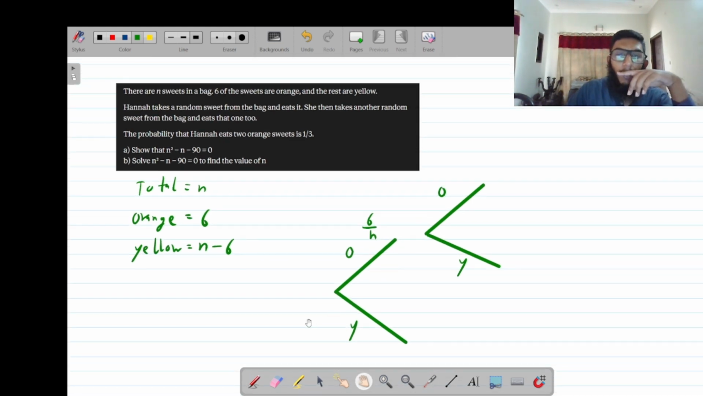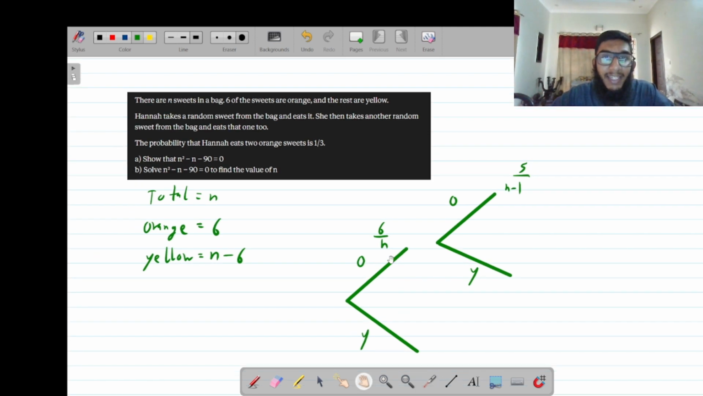And then for 2 orange sweets, we're going to have 6 minus 1, because you already took 1 orange sweet, that's 5, divided by 1 minus from the total. That's going to be n minus 1. Okay? Because we already took 1 sweet, that means now we have 1 less orange sweet, that's going to be 5. And because we have 1 less orange sweet, we're also going to have 1 less from the total. So we're going to have 5 over n minus 1.